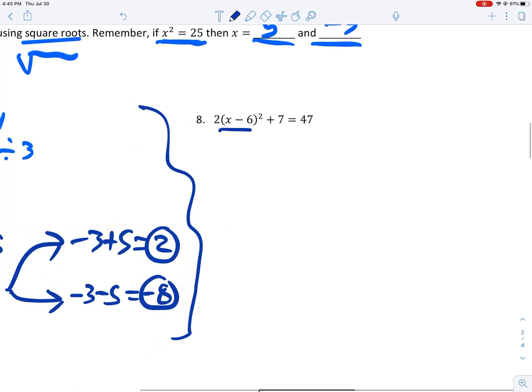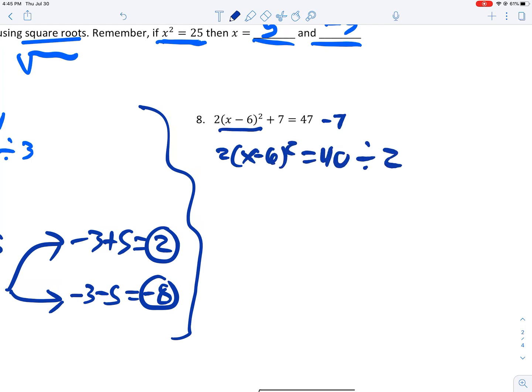So looking at example 8, right? So I want to isolate this. So I'm going to subtract 7. And then I'm going to divide by 2.